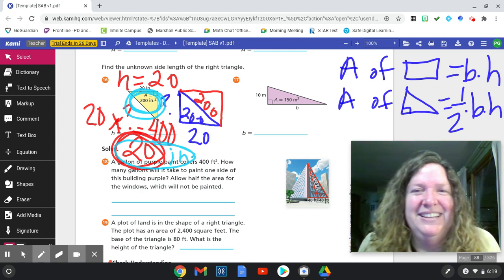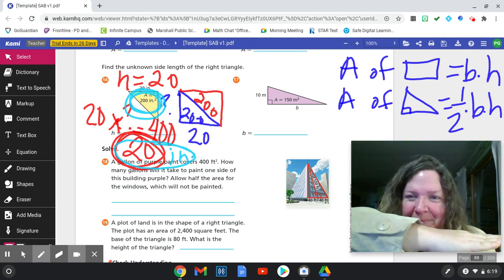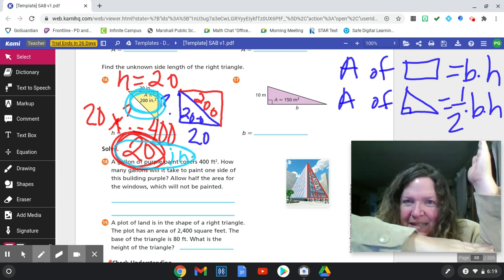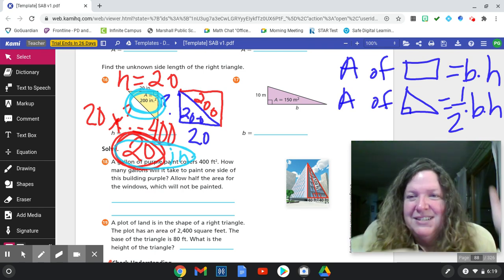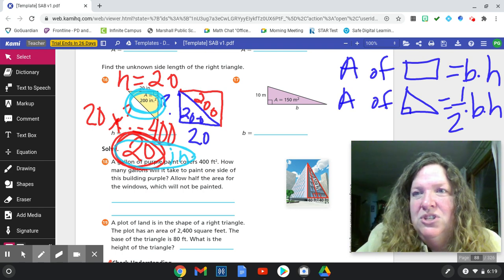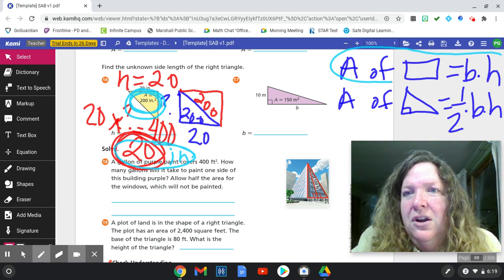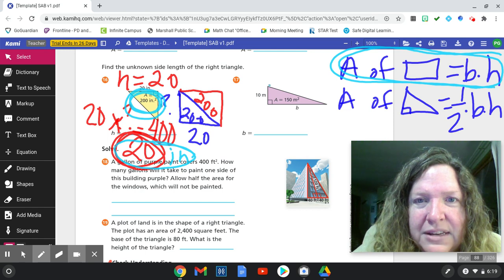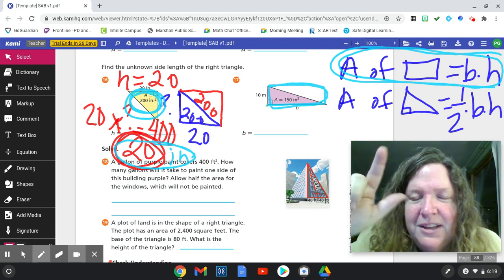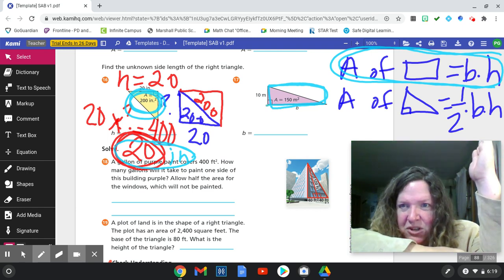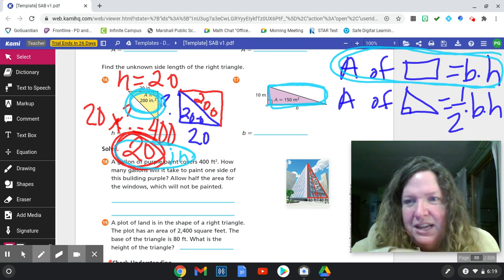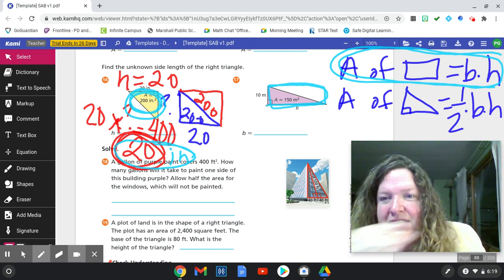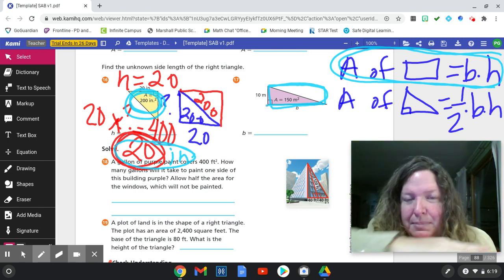Now let's go on to number 17. The base is a mystery. The height is 10 meters. The area is 150 meters. So we know the area of a rectangle is base times height. So we have got to make this into a rectangle. Ooh, that was a little hard to draw, but there it is. There's my rectangle. When we do base times height, we get the area of a rectangle. So 10 times something gives us that B, that mystery base.